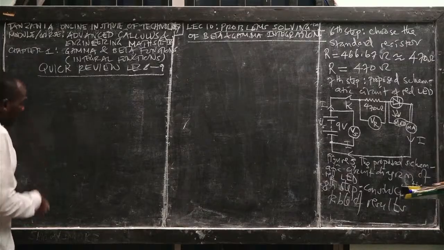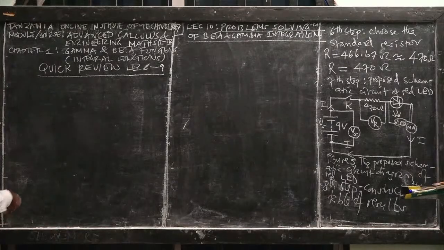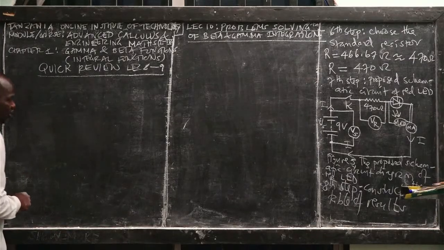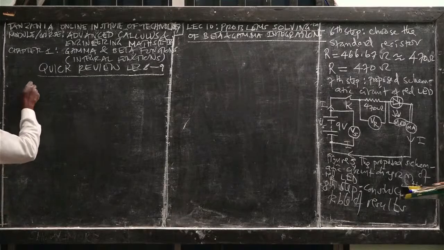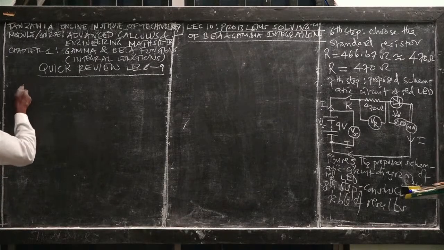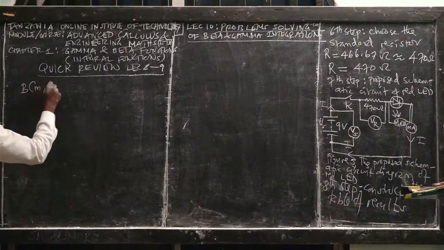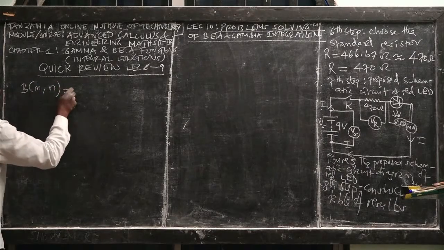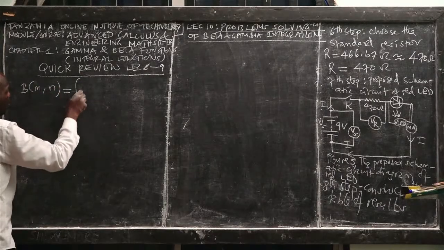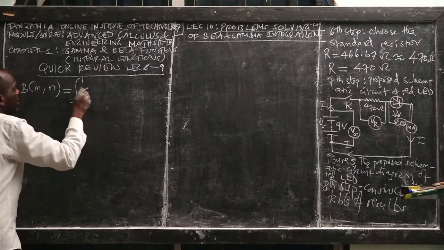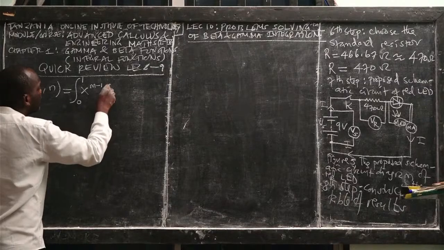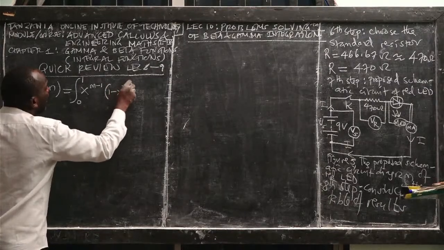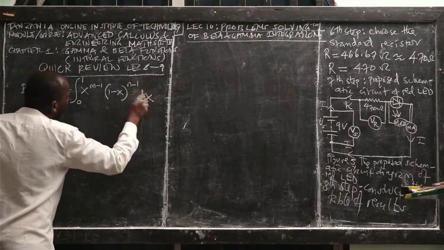So in beta function, we have three important formulas. Number one, it's the Cartesian form. The beta function formula in Cartesian form: beta of m, comma n, is equal to the integral from 0 to 1 of x to the power m minus 1, open bracket 1 minus x to the power n minus 1, dx.